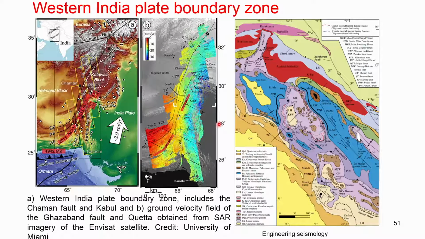The western plate boundary zone includes the Chaman fault and the Kabul, and the ground velocity field, so the Ghazaband fault and Quetta, obtained from SAR imagery. This is basically from the University of Miami, where they published this information. Again, this is detailed geological and tectonic information. Seismotectonic information shows how the materials vary geologically with different mineral composition, different types of material. You can see how complex it is.